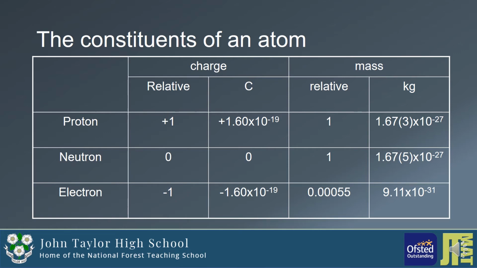But both around 1.67 times 10 to the minus 27 kilograms, which is considerably greater than the electron at 9.11 times 10 to the minus 31 kilograms. They're very small, but those differences can actually be quite significant in a lot of different areas. So those numbers are ones definitely to get used to using, and we will be using those a little later on in this session.